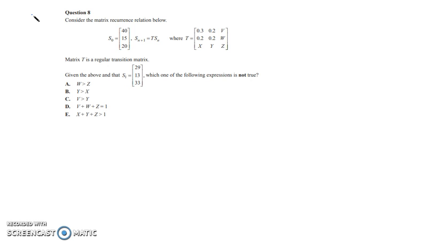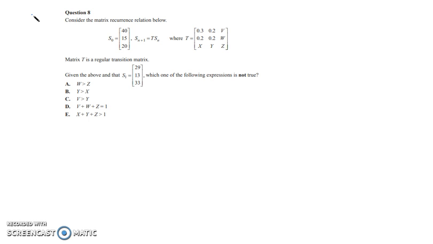We've got an S0 matrix followed by a recurrence relationship where T times Sn. The matrix T is a regular transition matrix, and given the above S1, that's the values of the matrices of the S1 values, which of the following expressions is not true?